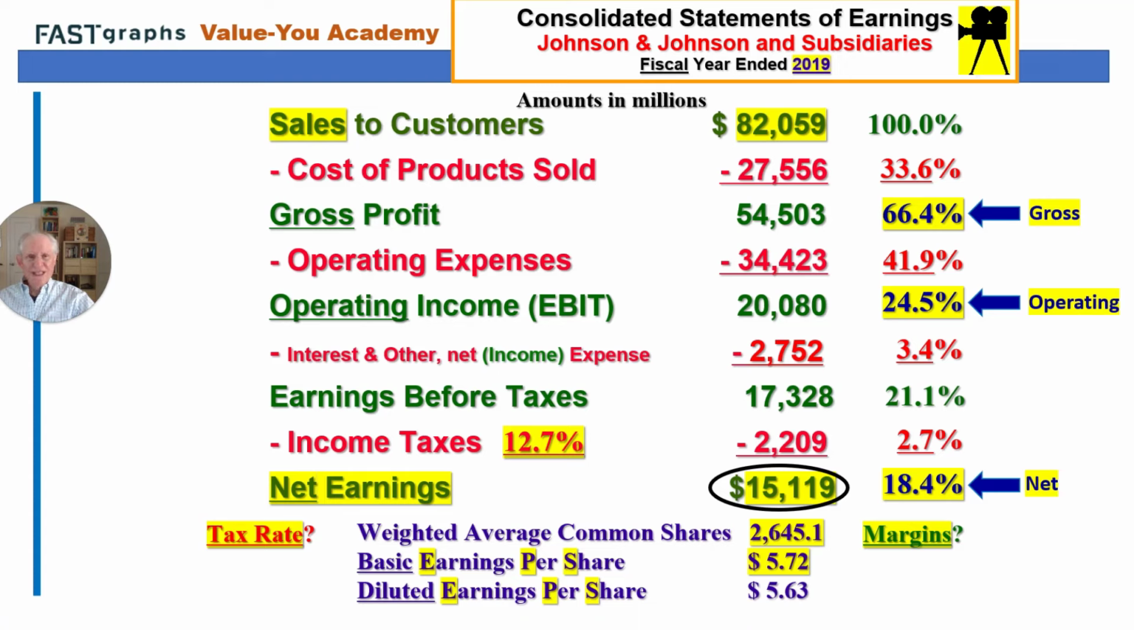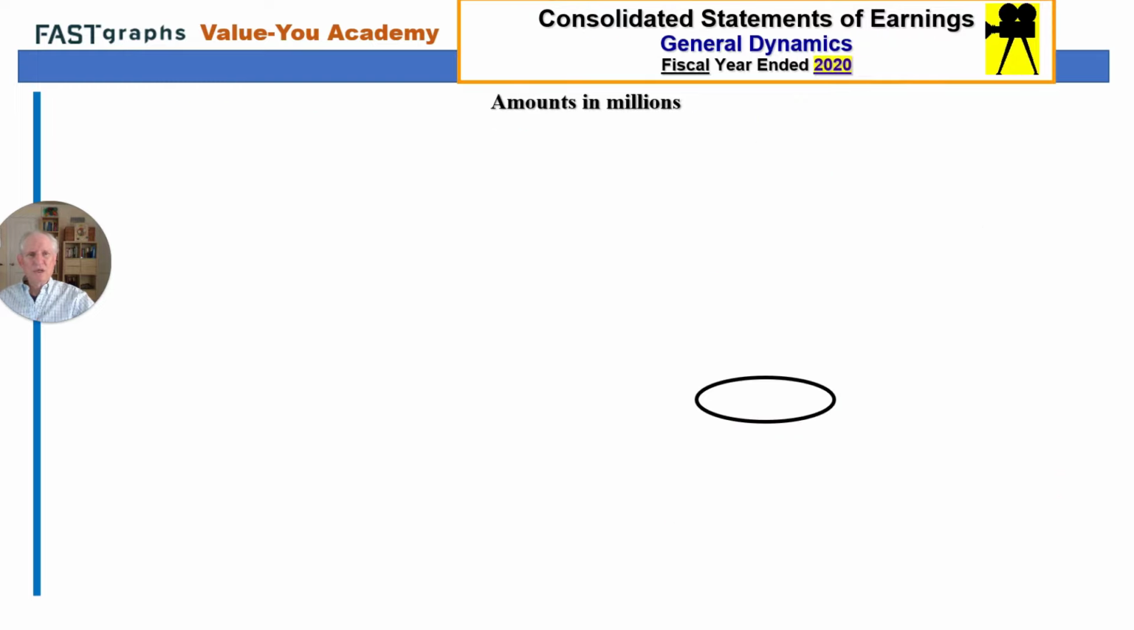So we can look at this for different companies and you will see there's different margins. So quickly, before we end this video, we'll compare two great companies in the United States, aerospace and defense contractors. Let's just quickly look at General Dynamics for their last fiscal year 2020.